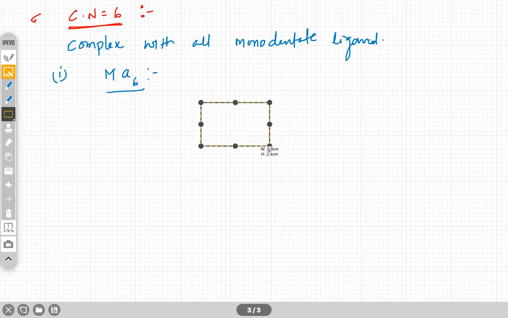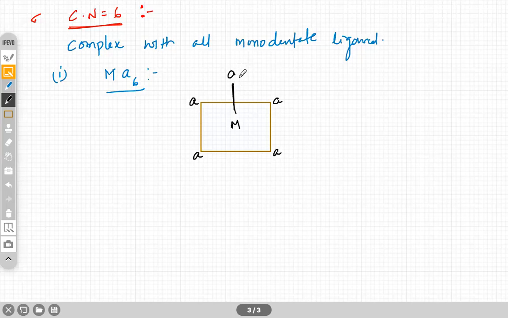It has octahedral geometry, and we have the metal at the center, and 6 ligands are present at the corners of an octahedron. Now you see, since all ligands are same, anywhere you change the position of A, this A you place here, this A you place here, this does not make any difference. Hence, in this case, no geometrical isomerism is possible. Did you understand this?